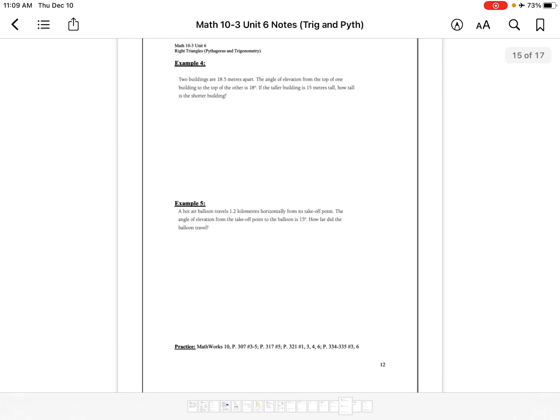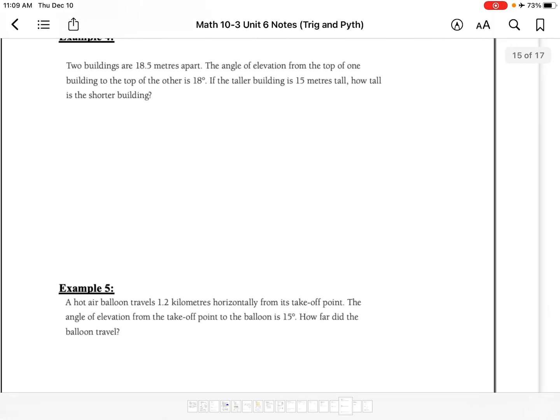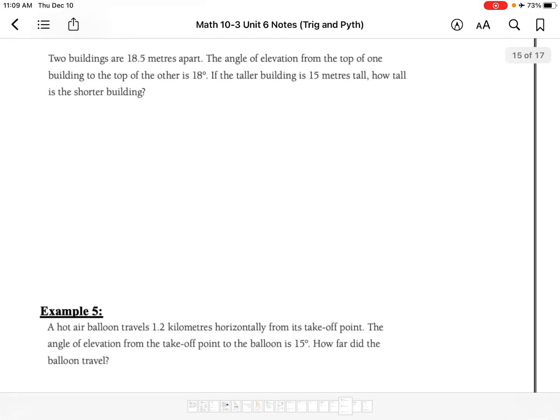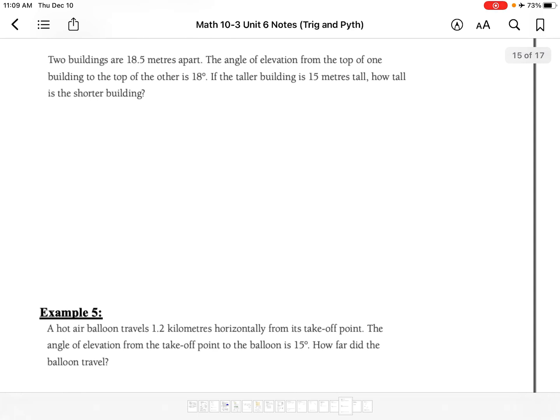And again, what we're really going to focus on here is how do we translate a description of what's going on into a picture. All right, 2 buildings are 18.5 meters apart. The angle of elevation from the top of one building to the top of the other is 18 degrees. If the taller building is 15 meters tall, how tall is the shorter building?